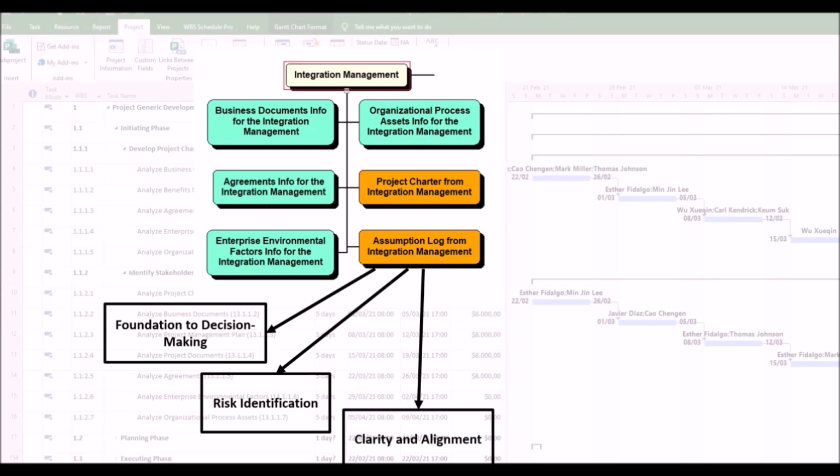3. Clarity and alignment. The assumptions log ensures that all stakeholders have a shared understanding of the conditions under which the project is being initiated. This alignment is crucial for setting realistic expectations and avoiding misunderstandings later. 4. Basis for planning. Assumptions documented during initiation serve as inputs for the planning processes. They influence the development of the project scope, schedule, budget, and risk management plan.